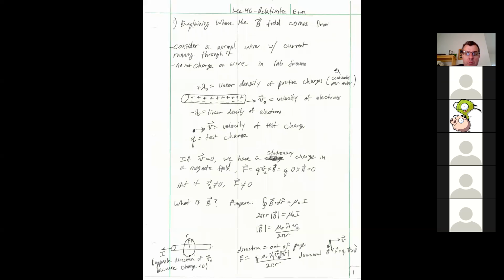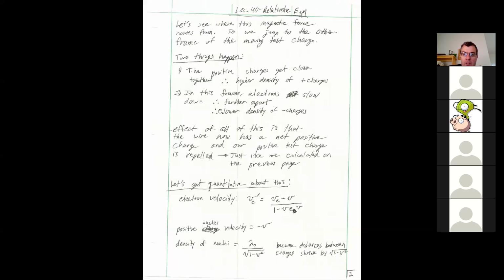On the other hand, it's moving in the same direction as the electrons. Maybe not at the same speed, but still, in that reference frame, the electrons are moving slower than they were in the laboratory reference frame. So the electrons have slowed down. And when things slow down, they get bigger. The spacing between the electrons gets bigger. So now, with the larger spacing, there are fewer electrons per unit length. We have a lower density of negative charges.